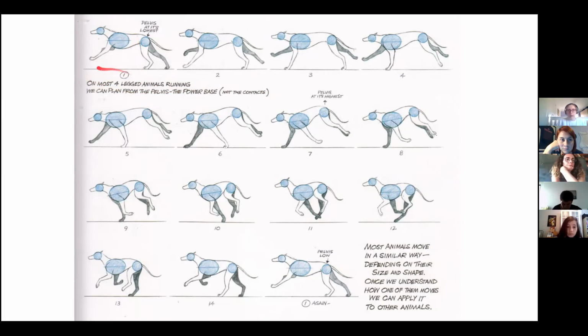So yeah, you can see that this is the first keyframe and the pelvis is at the lowest.